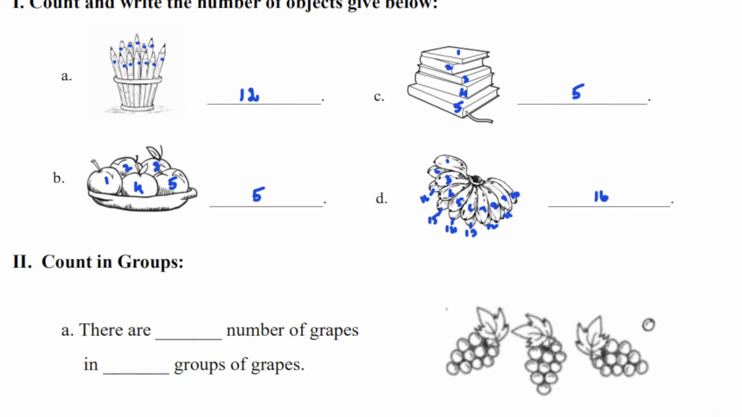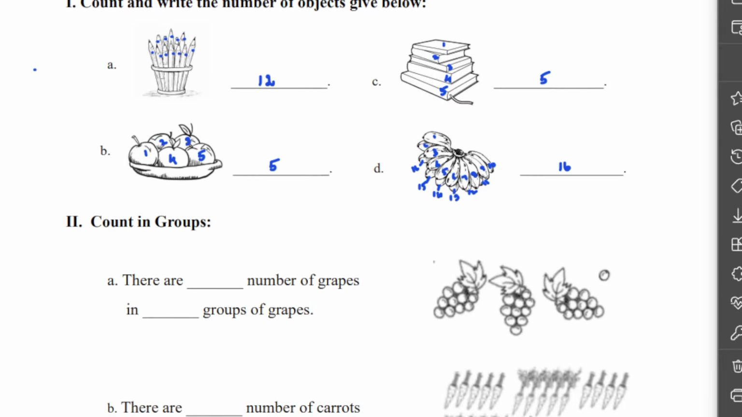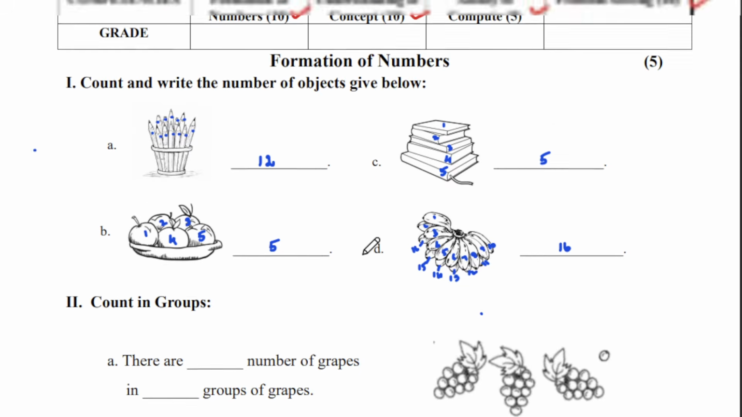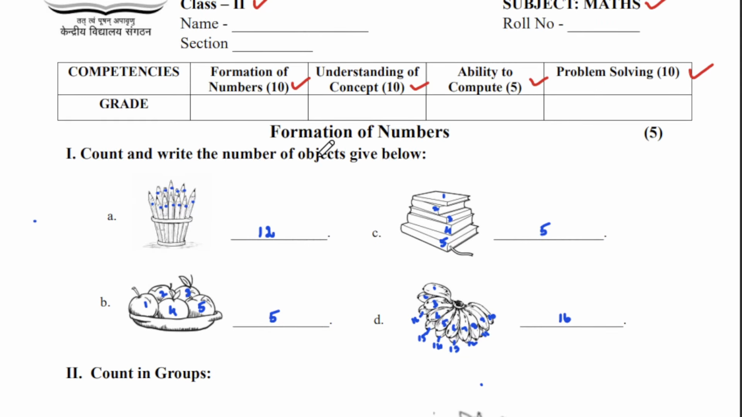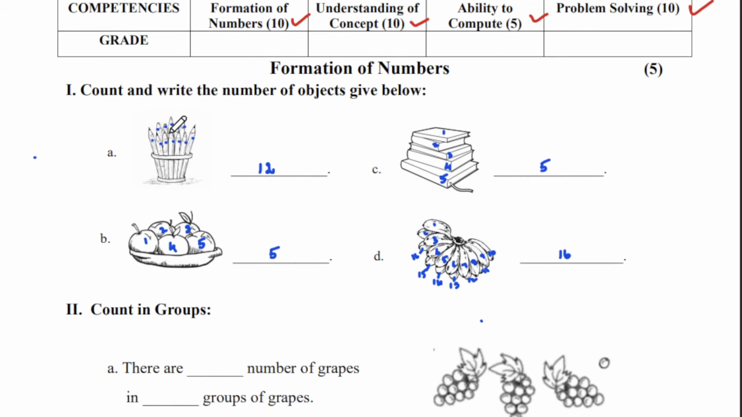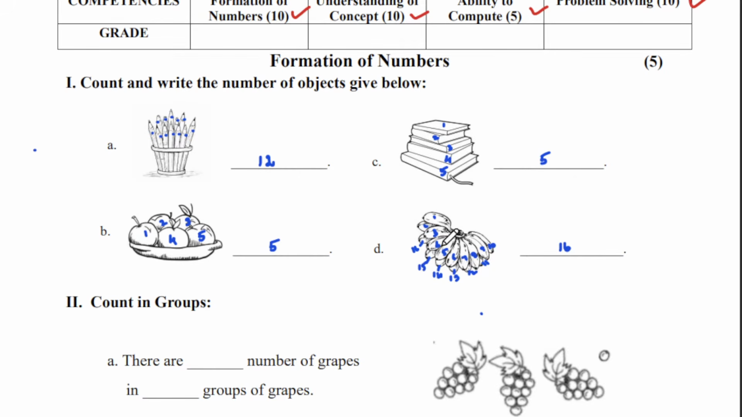Okay, now we will zoom back to the same size. So we have 16 bananas. So first, count and write the number of given objects below. So we have counted and written the answers. So bunch of pencils, we have totally 12 pencils. And bunch of books, we have 5 books. And bunch of apples, again 5. And bunch of bananas, totally we have 16. Okay, count it properly, students. If you want, you can recount again. Once you have counted, count it again and see whether you have written it correctly.